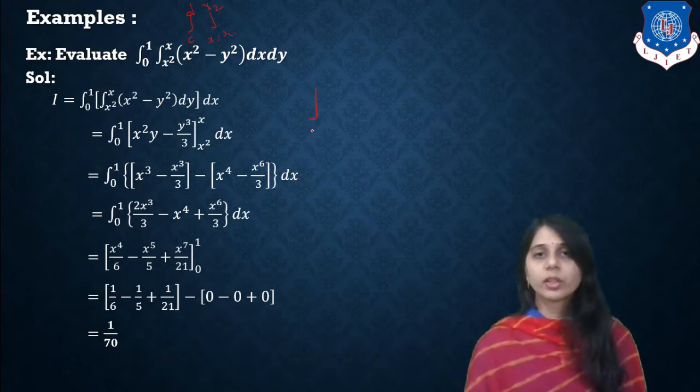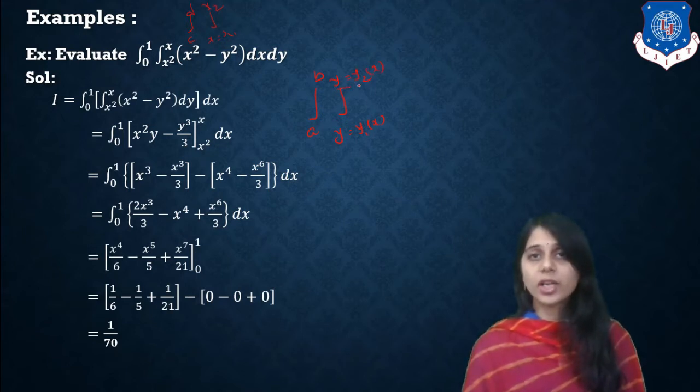Okay, so here we have two types of the formula. One is a to b, y equal to y1(x) and y equal to y2(x). How to recognize whether the limit of y is given or x is given? If the function is in the form of x, then we have to assume it is the given value of y. Similarly, if the function is given in the form of y, then the limit of x is given as a function.